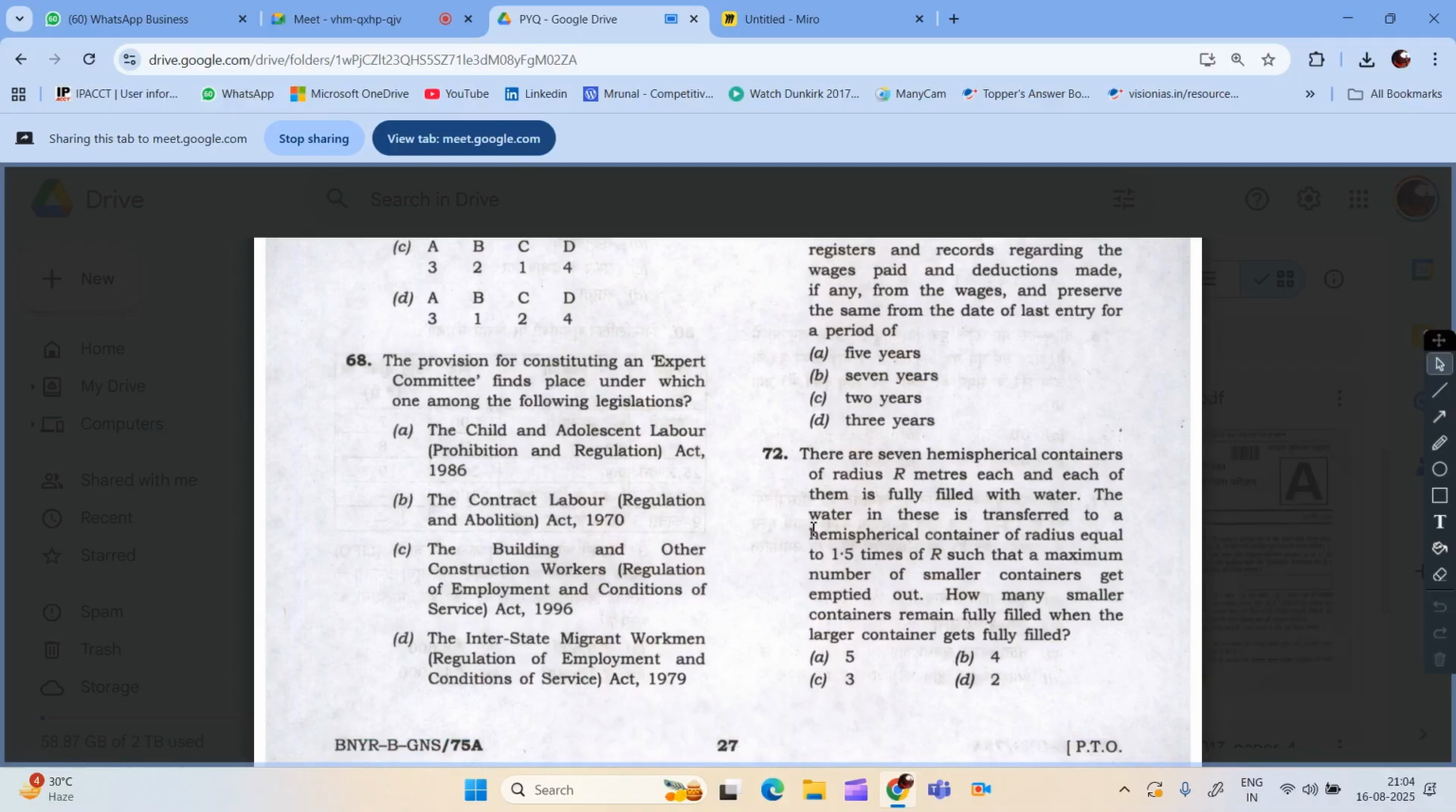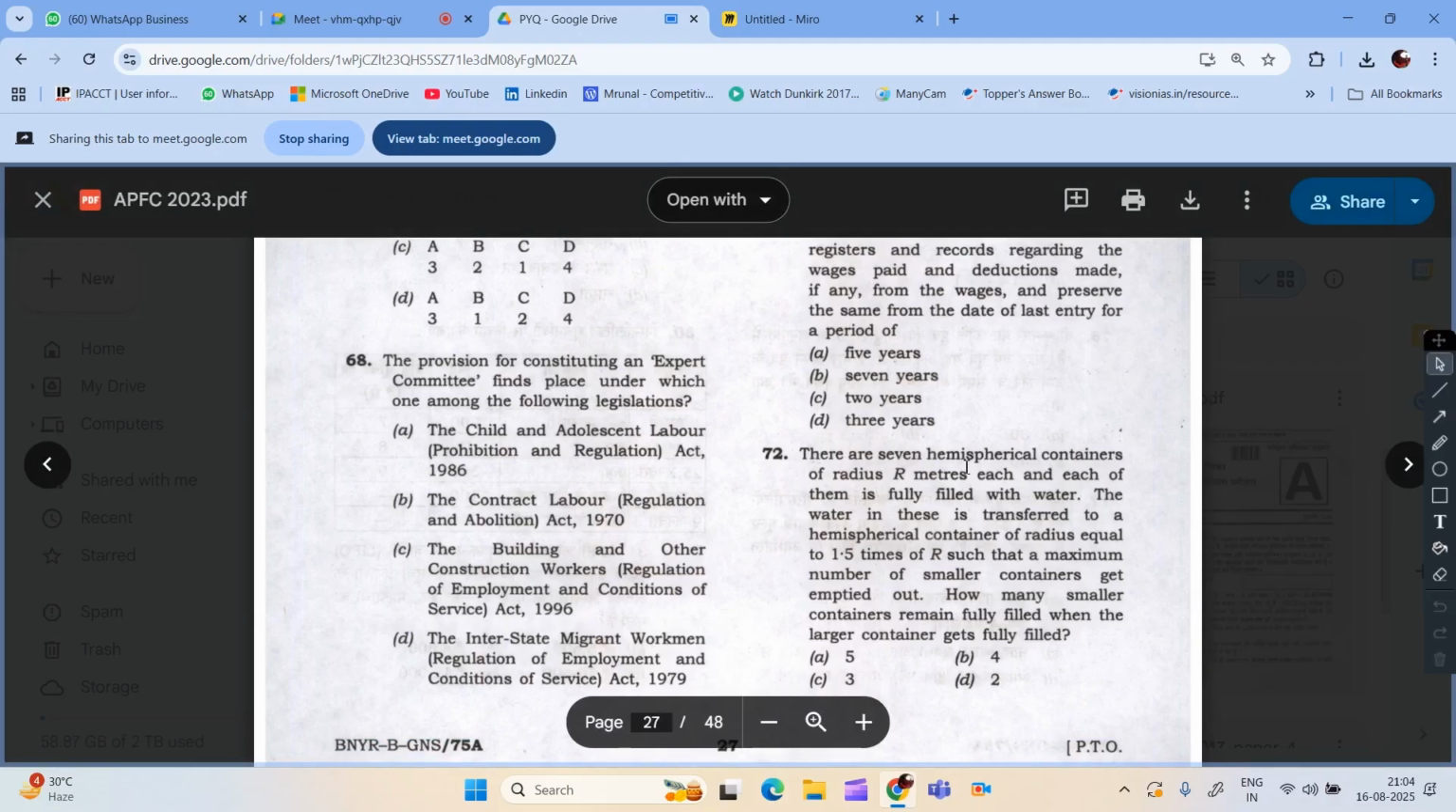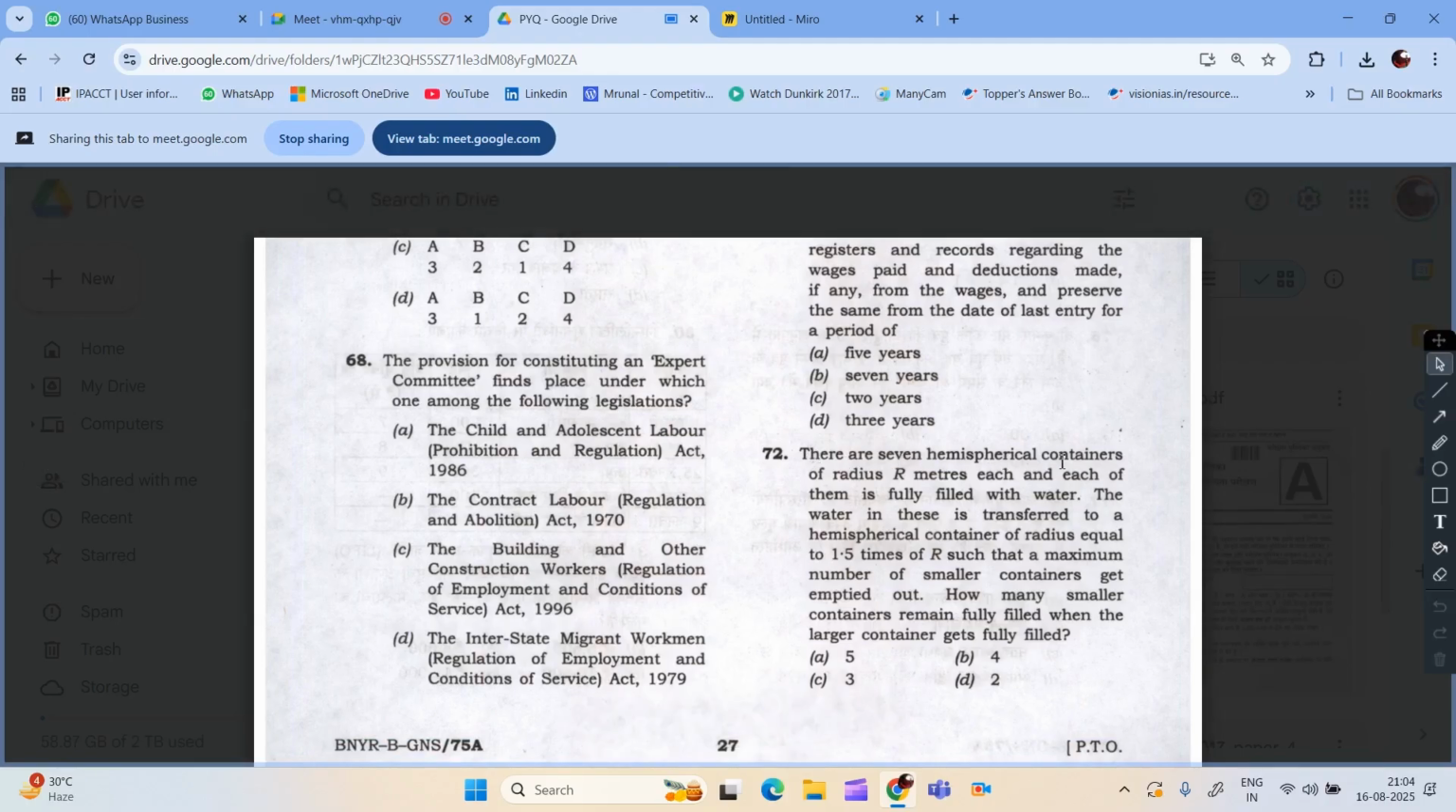Got it? See, there is a question here. There are seven hemispherical containers of radius r meters each, and each of them is fully filled with water. The water in this is transferred to a hemispherical container of radius equal to 1.5 times r, such that the maximum number of smaller containers get emptied out. How many smaller containers remain fully filled when the large container gets fully filled?